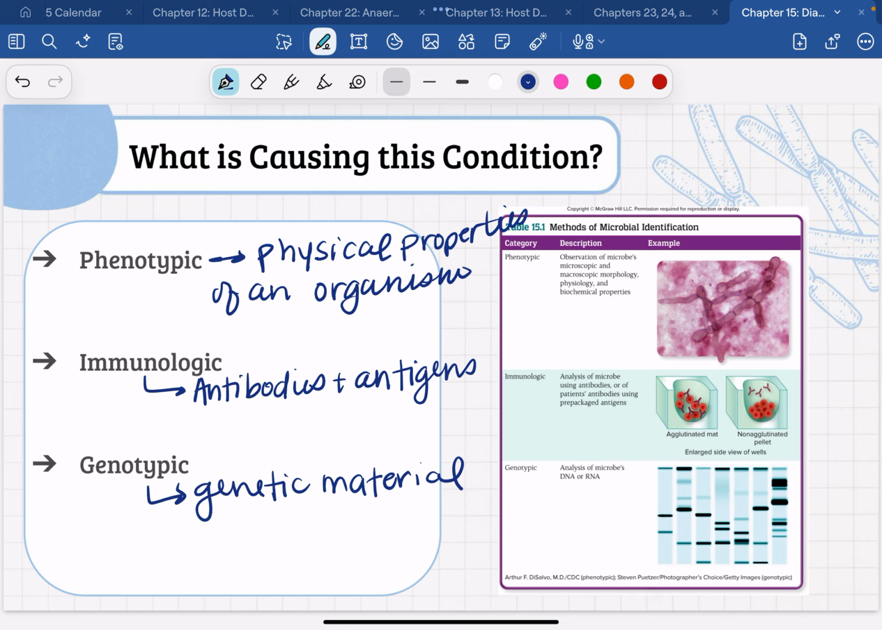Some things grow really, really well on media, and so phenotypic testing is the easiest. Some things don't grow well on media, and so immunologic testing is easier. It's just going to depend on the scenario, the patient, and the organism.